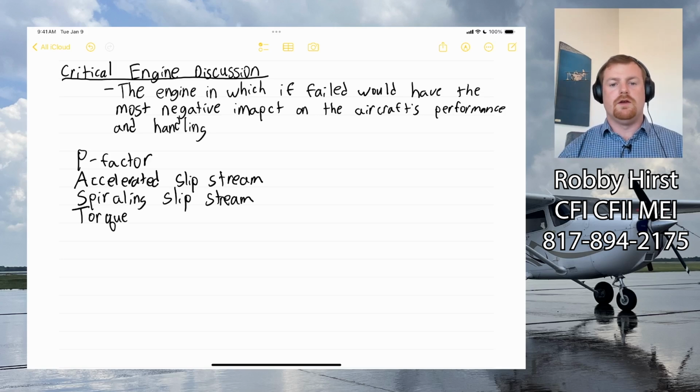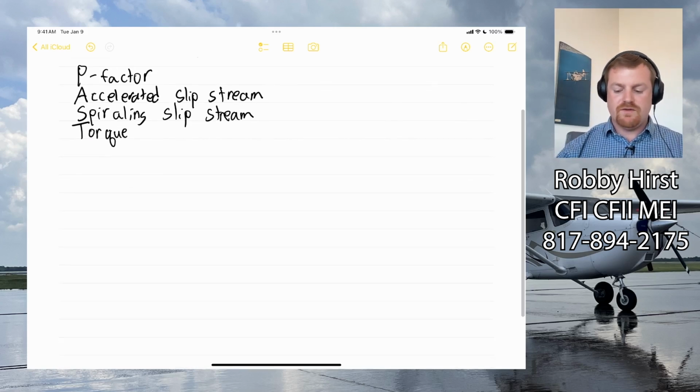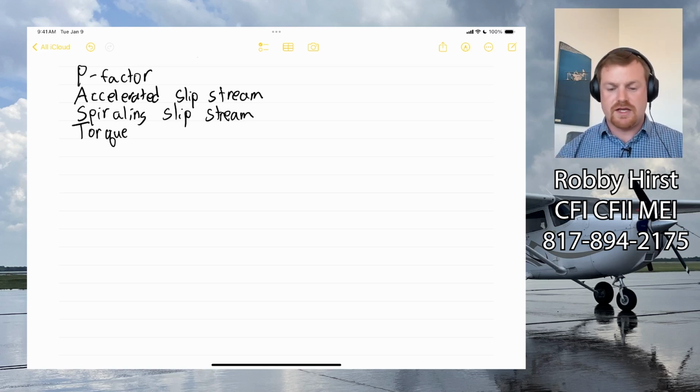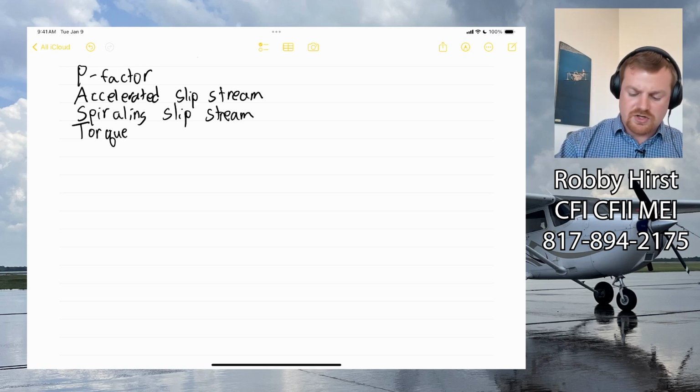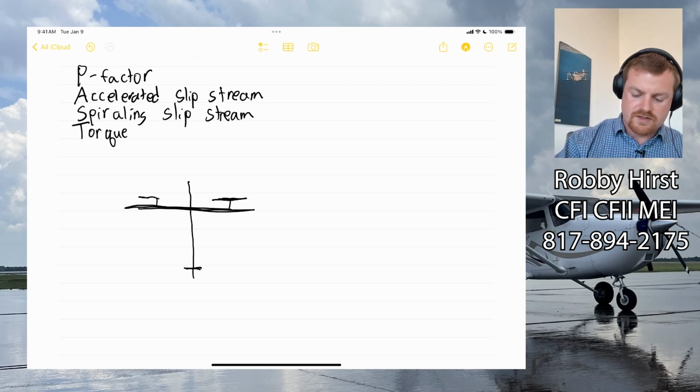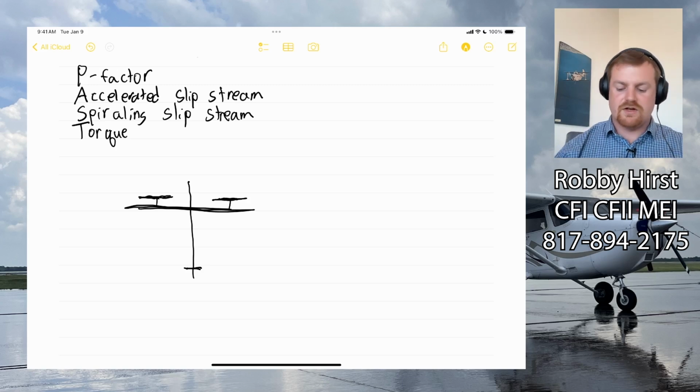So what does all this mean? Getting into it, you have already discussed P factor a little bit in some of your single engine studies, but it affects us a little differently in light twins. So, for example, I'm going to draw us a little airplane here. We're going to have the tail here, our wings here, and we've got one prop. I'm going to make those a little bigger. We've got two props, so we've got an engine on either side.